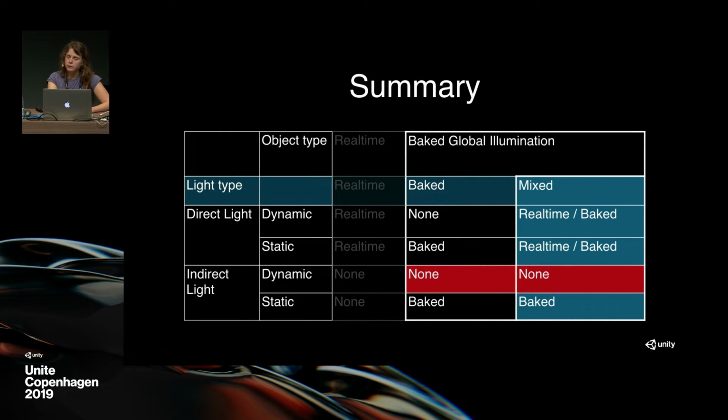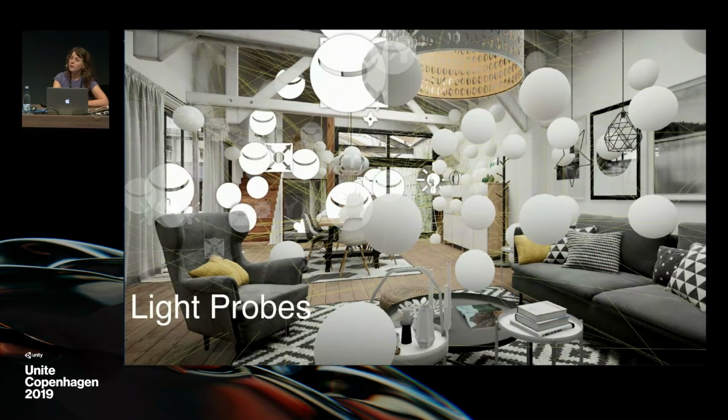So if we go back to this table again, we can see that now we have a new column here with the mixed light. So the direct light is now basically covered. So depending on which mix mode you've selected, it's either real-time or baked. We still don't have any indirect light though on the dynamic objects. And this is where light probes come in.